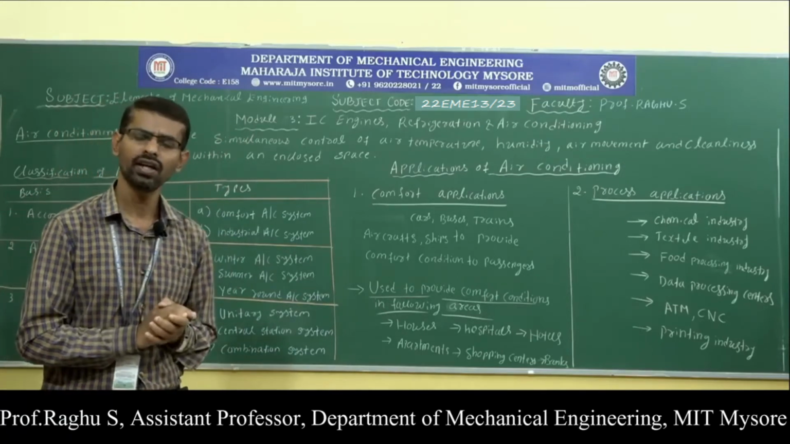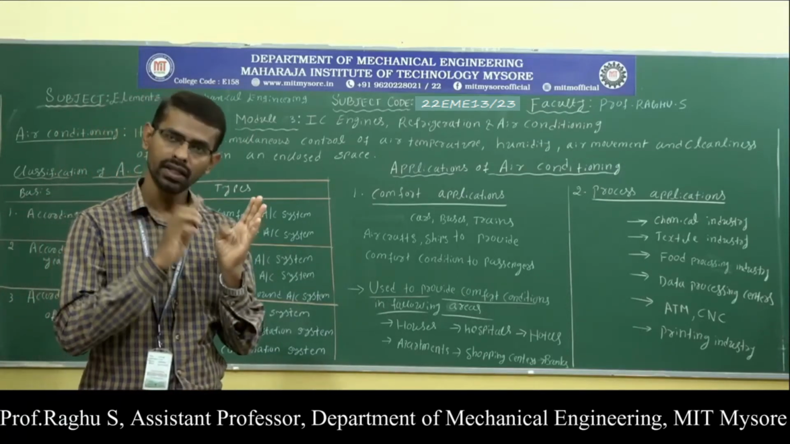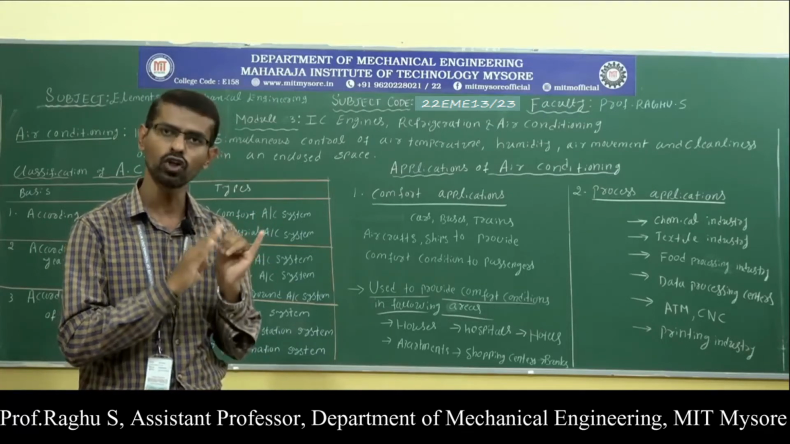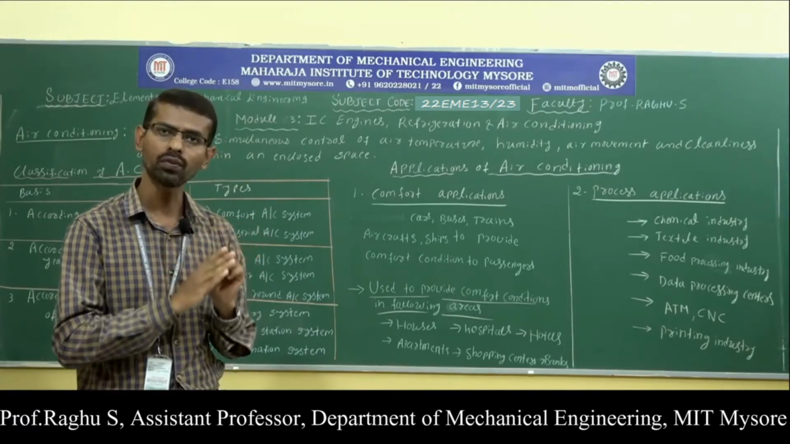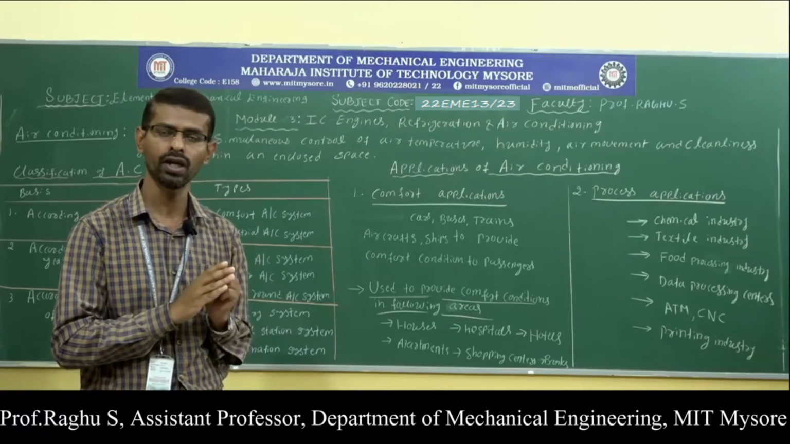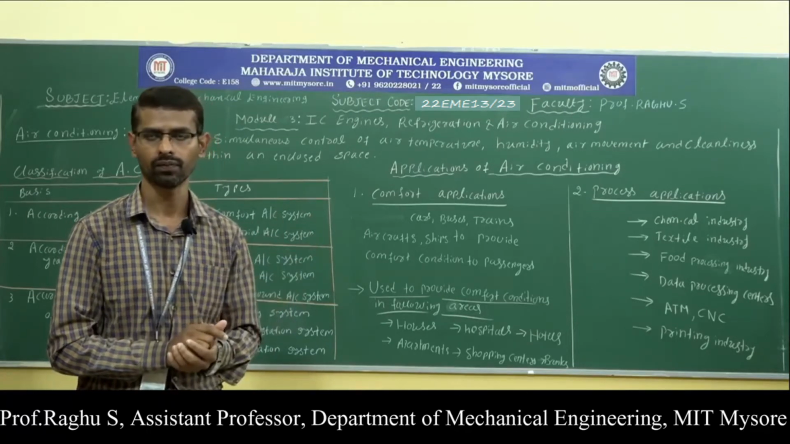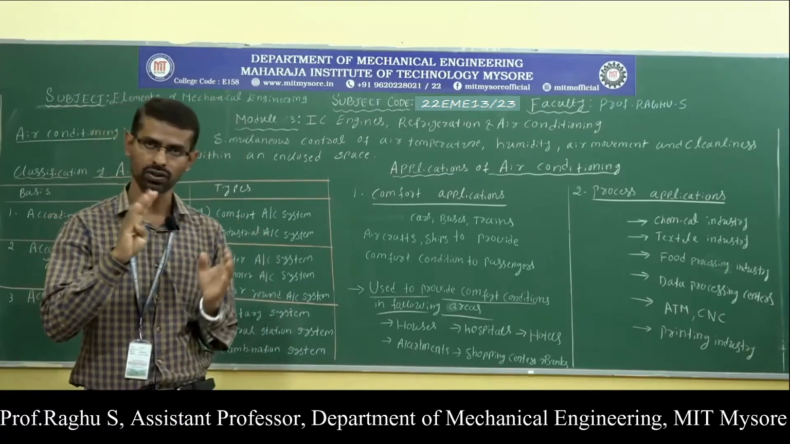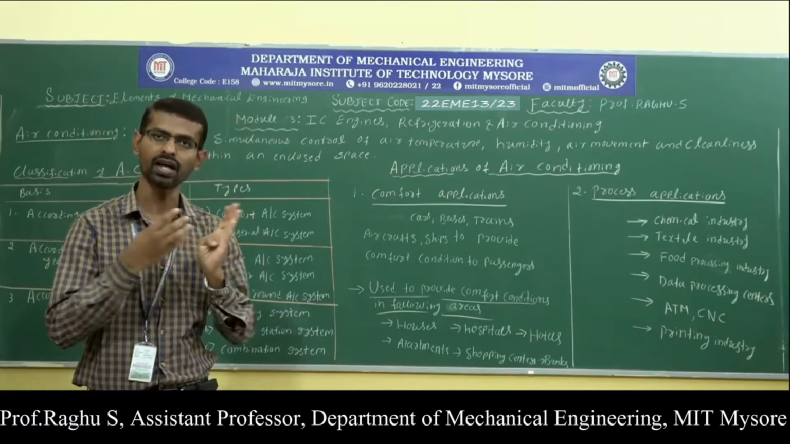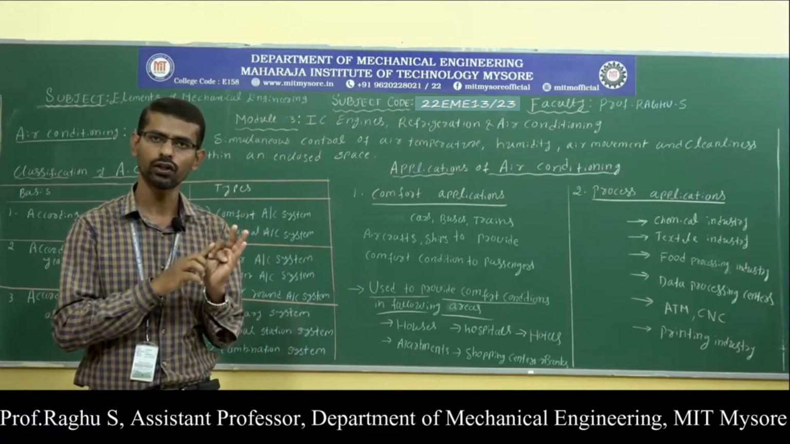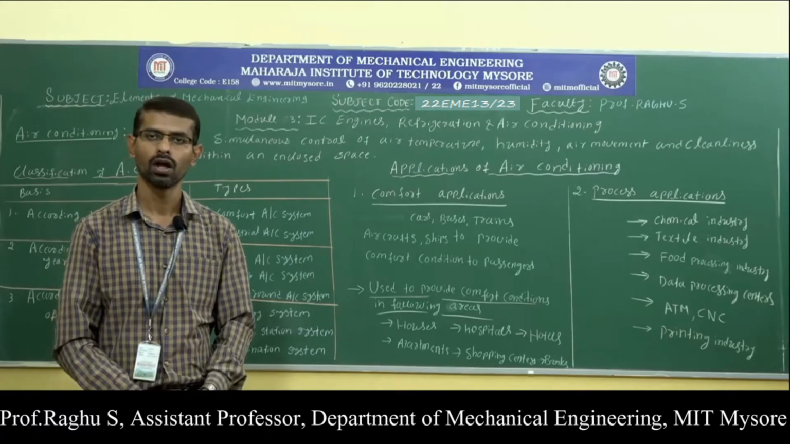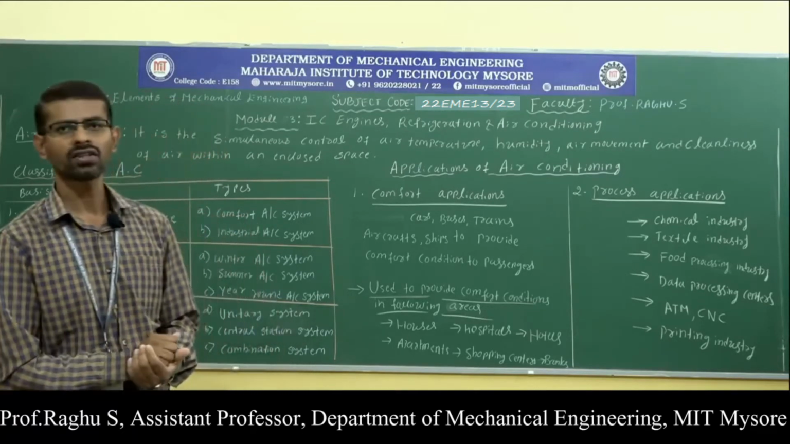Air conditioning involves increasing or decreasing the temperature, humidifying or dehumidifying the air, controlling the movement of air, and air filtering. So air conditioning involves mainly four processes: increasing or decreasing the temperature as per our requirement, humidification or dehumidification, air movement and air filtering. Okay, assume that we are in summer season.